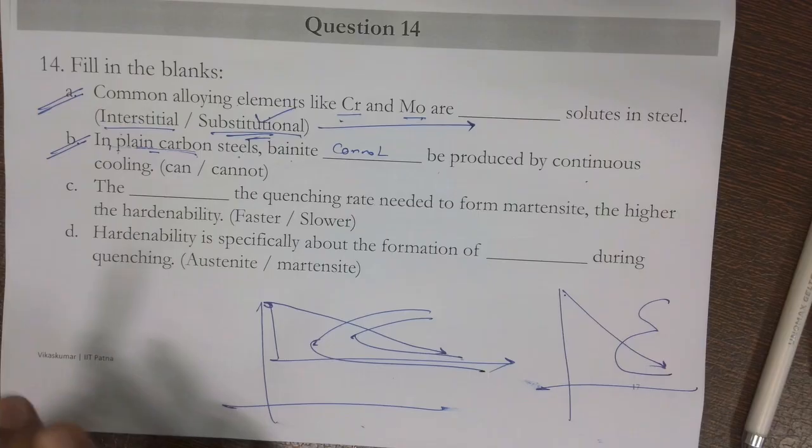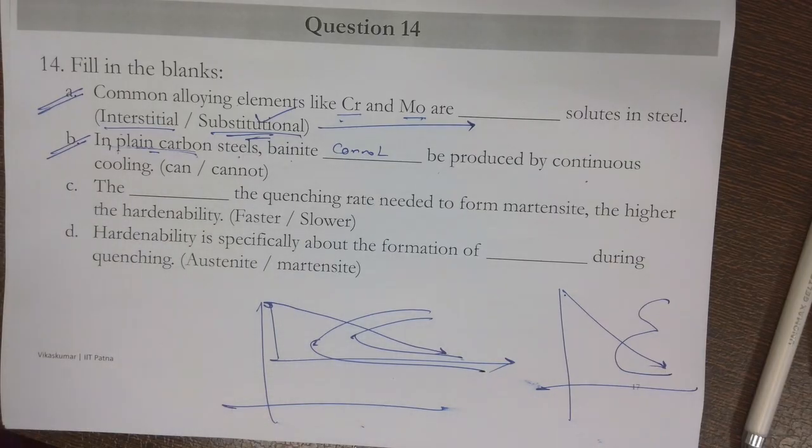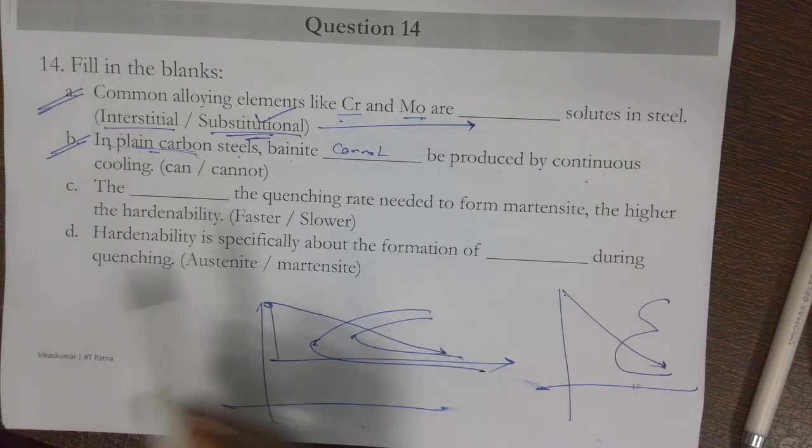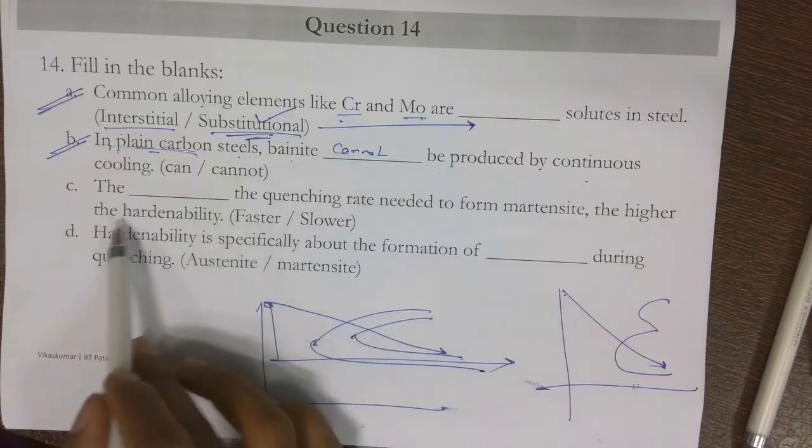So if the cooling rate is very slow, then we can reduce the stresses also, and we can form the martensite to a very large depth, so the hardenability will be more. The slower the cooling rate, the more the hardenability. Okay, the slower the quenching rate, the higher the hardenability, so we'll go with the slower.